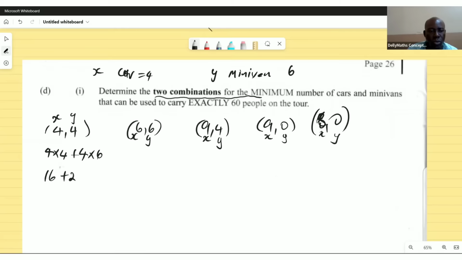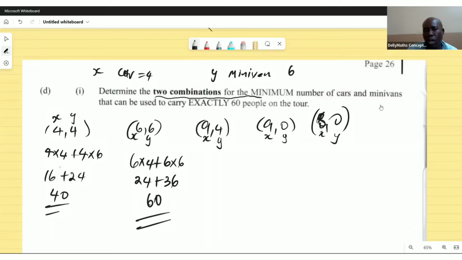16 plus 24, that is 40. So that's not it. But 6 times 4, because that's the cars, plus 6 times 6, 24 plus 36, that is 60. That's one of the options that can work. So I need one more.